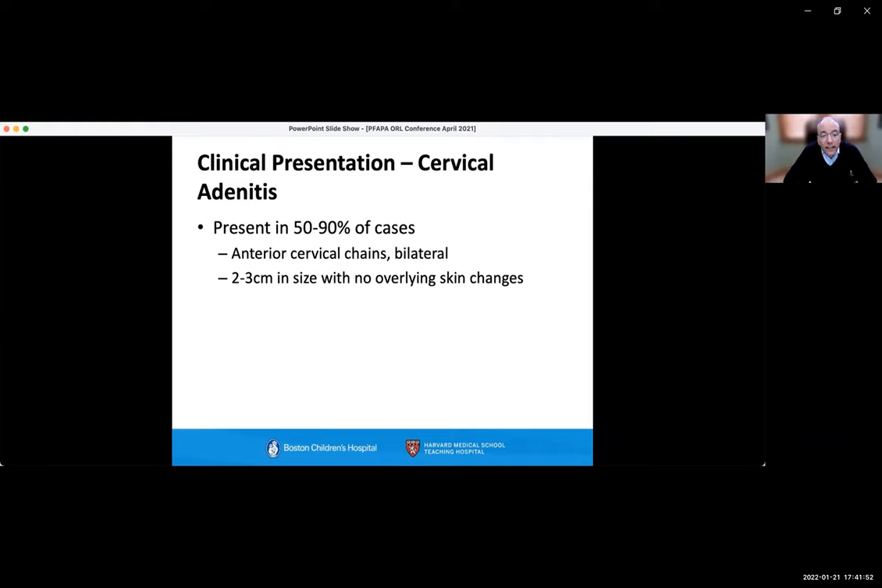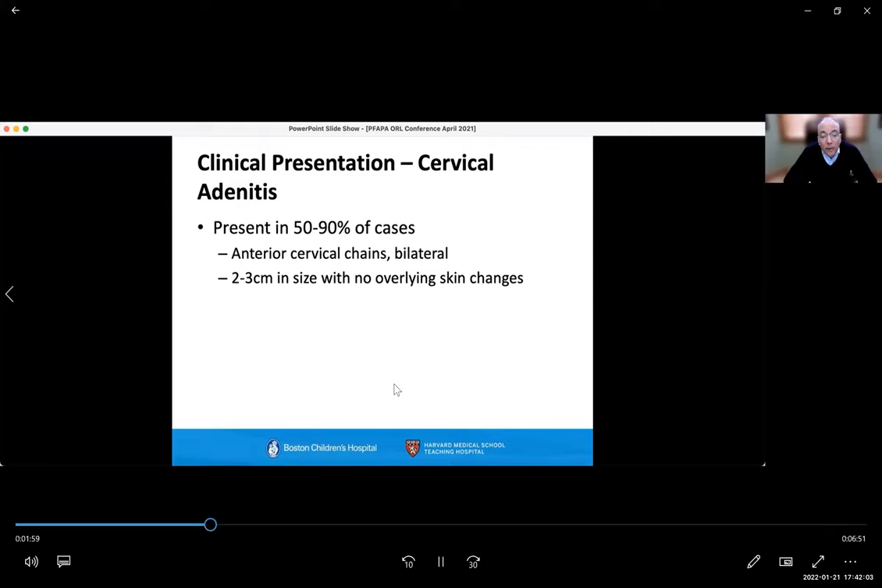Cervical adenitis presents in 50 to 90% of cases. It's typically in the anterior cervical chains and bilateral, with 2 to 3 centimeter lymph nodes that are mobile with no overlying skin changes.